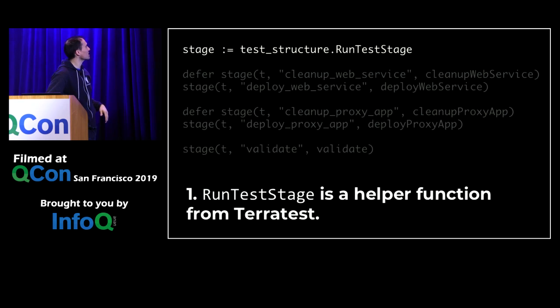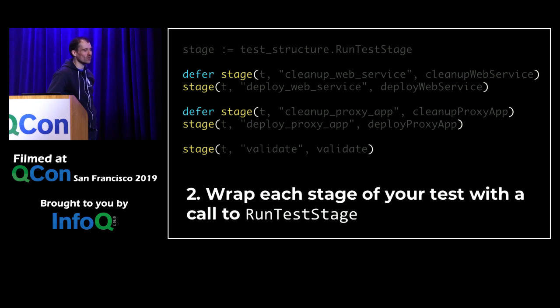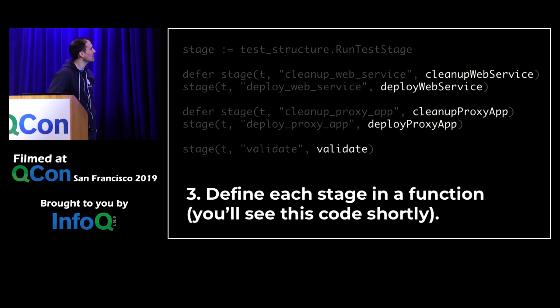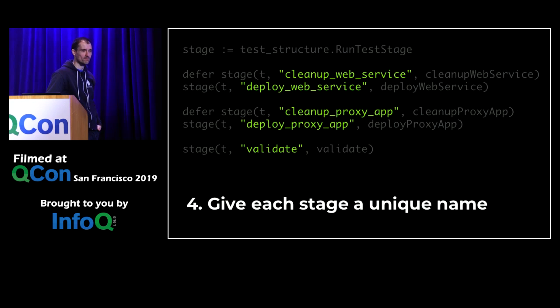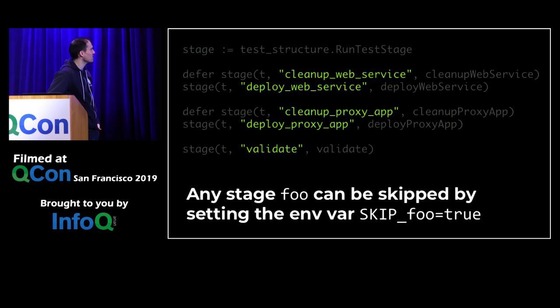But you'll see there's this new thing called stage, using that just as an alias so the code actually fits on the slide. And I basically wrap all the code with this little function. All the actual deployment code moves into these named functions, and each stage has a name. And you can name it whatever you want as long as it's unique. And the point of doing this is now, if I have a stage called foo, I can tell TerraTest to skip that stage just by setting an environment variable that says skip foo equals whatever. You can set it to any value.